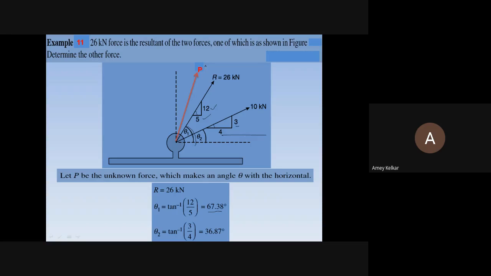So P is unknown, P is a question mark, we don't know P. And what angle P makes, we'll call it angle theta, because these are theta 1 and theta 2. This also we don't know. So now this example we have to solve.